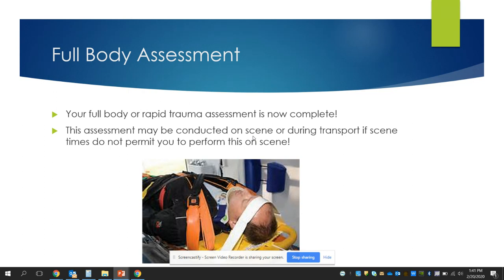So we don't want to delay transport. This can be done in the back of the truck en route to the hospital. So don't ever delay transport for that if this is a time where we need to be off the scene in less than 10 minutes to be within that golden hour. But if you have time to do it on scene, then certainly you can. So it really just is going to be kind of dependent on what's going on with your patient.